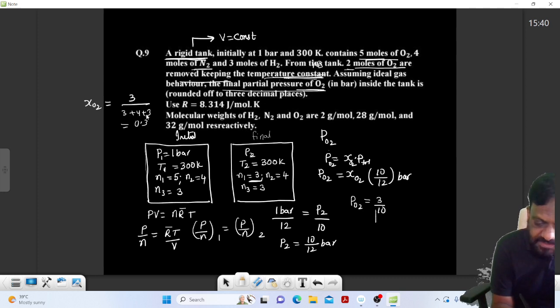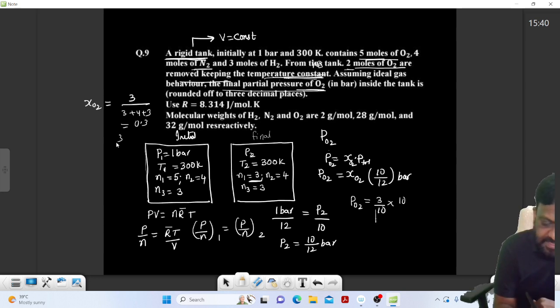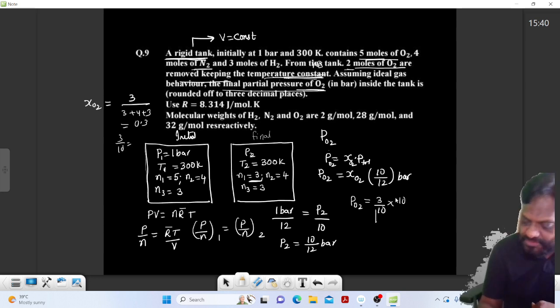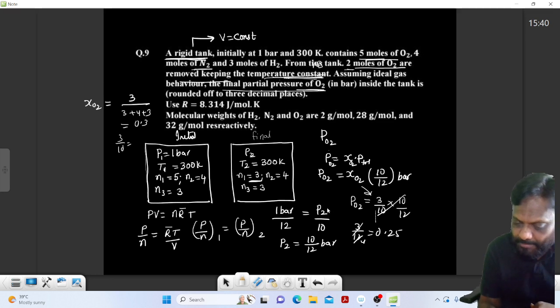4 plus 3 is 7 plus 3 is 10. So 3 by 10 into, this is the mole fraction of oxygen. This is 3 by 10 or 0.3. Mole fraction of oxygen into 3 by 10, the total pressure into 10 by 12. So it is 3 by 12, which is 1 by 4, that is 0.25 bar. So the answer is 0.25.